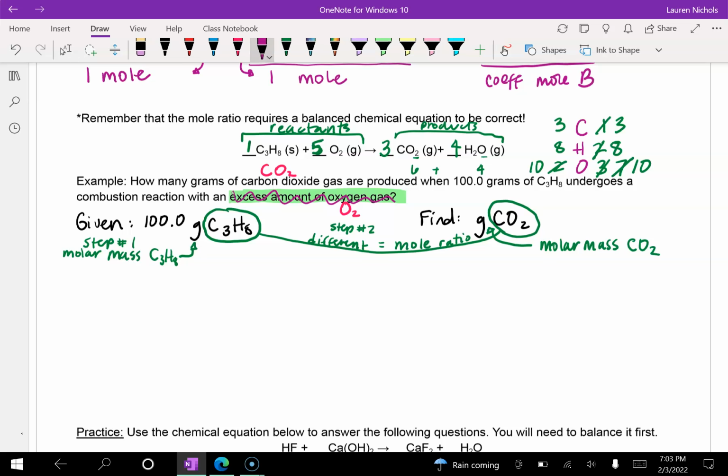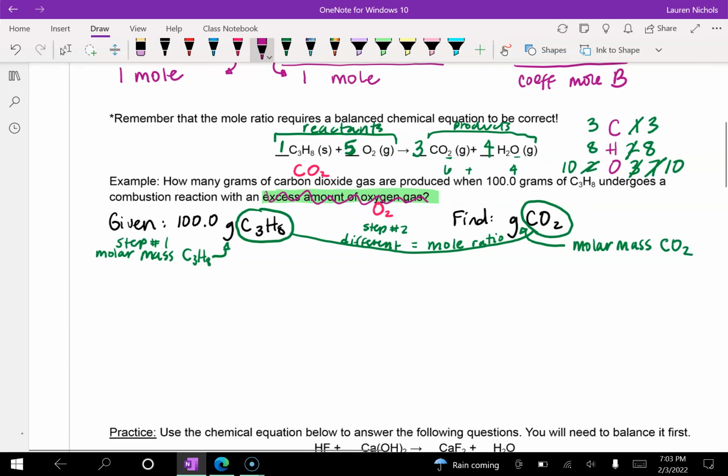So let's go ahead and write this down. You should be able to calculate the molar mass of C3H8 pretty quickly. So we have carbon and hydrogen, 3 carbons, 8 hydrogens, and we multiply by their mass from the periodic table.